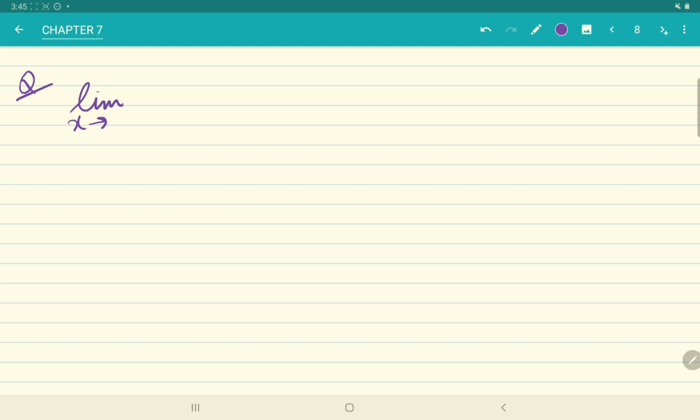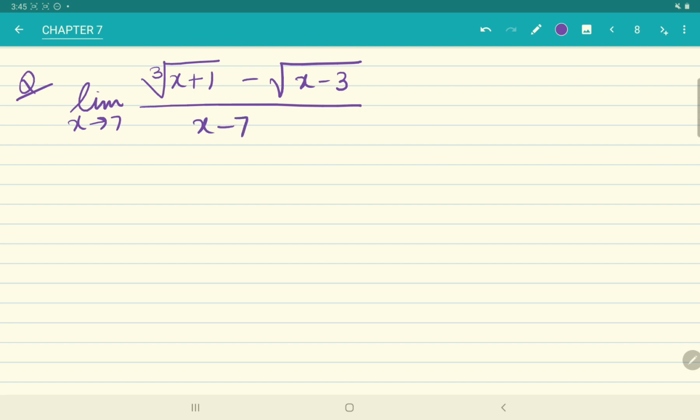Limit x tending to 7, cube root of x plus 1 minus root of x minus 3, the whole of this divided by x minus 7. Again, this is an indeterminate form of type 0 by 0. How do you check it? You think of what happens to the numerator as x tends to a and what happens to the denominator as x tends to a. You here see that both of them tend to 0 as x tends to a. So clearly this is an indeterminate form of type 0 by 0. So you write it this way.